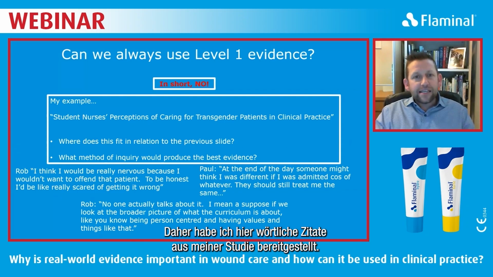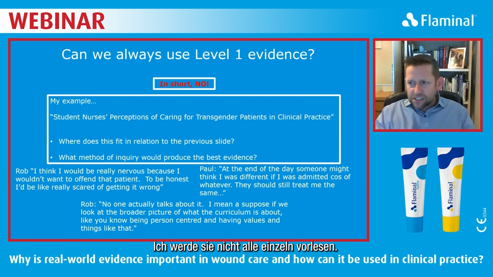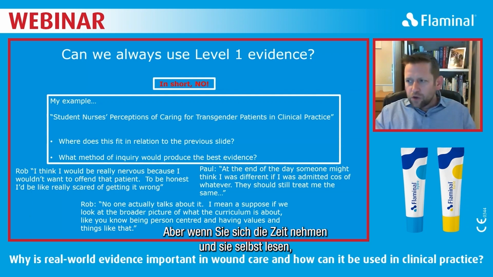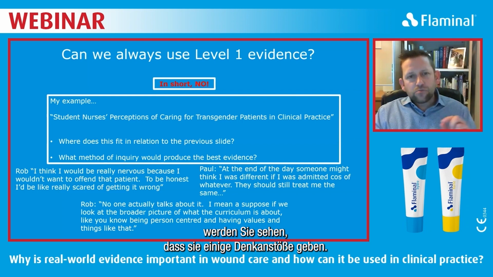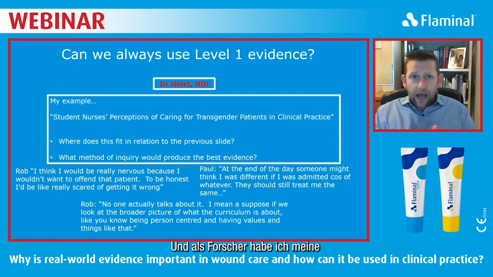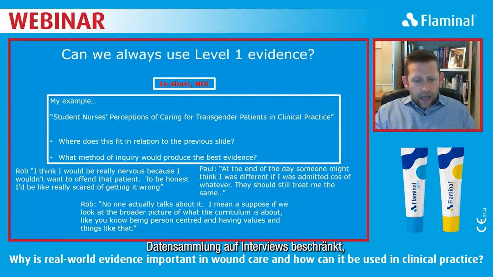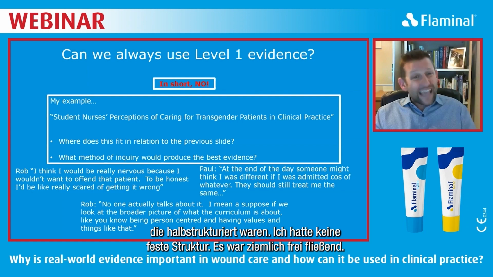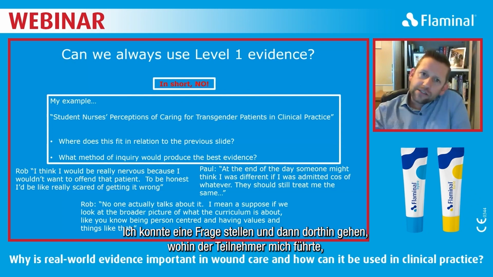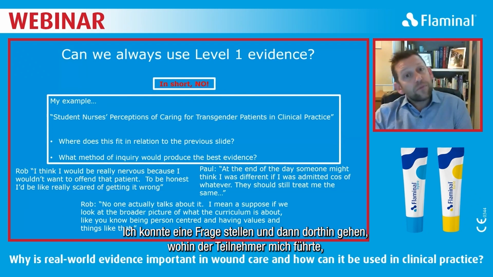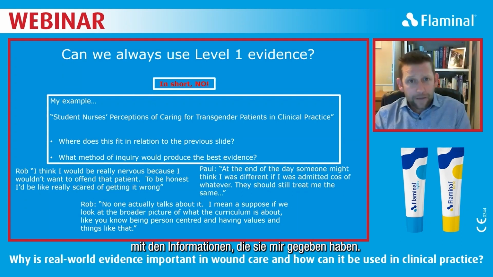So what I've provided here are some verbatim quotes from my study. I'm not going to read them all out individually, but if you do have a little read of them on your own, what you'll see is that there's some real food for thought there. And as a researcher, I kept my data collection around interviews that were semi-structured. I didn't have a rigid structure. It was quite free-flowing. I could ask a question and then take it wherever that participant was going with the information they were giving me.